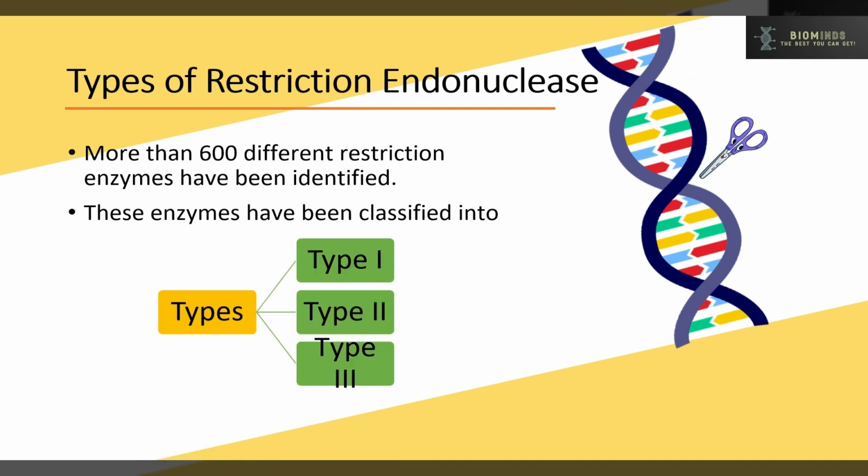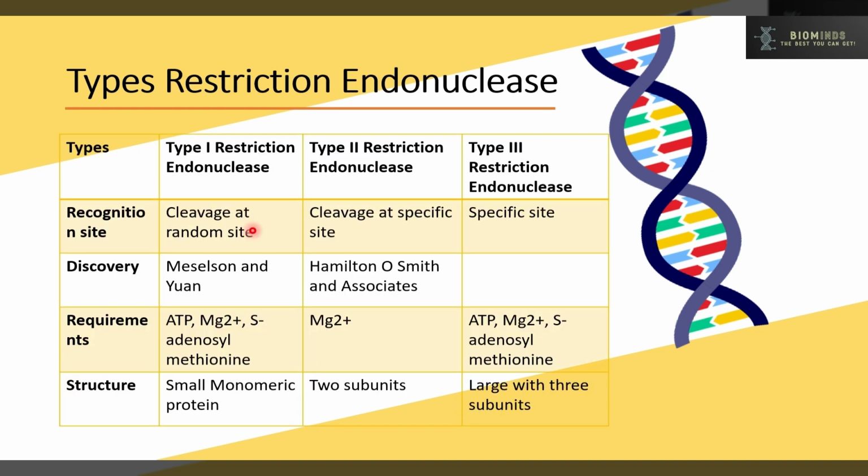So we have type 1 restriction endonuclease, type 2 restriction endonuclease, and type 3 restriction endonuclease. This is the summarized form of the types of restriction endonuclease. Here I have categorized them into four categories. I differentiate type 1, type 2, and type 3 by these four categories: the recognition site, discovery, requirement, and the structure.